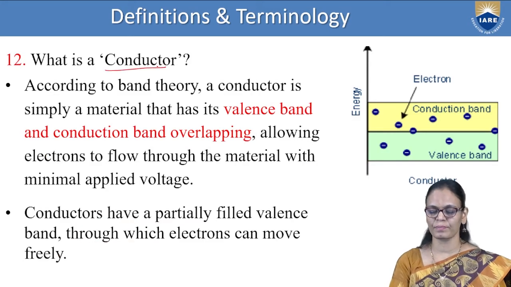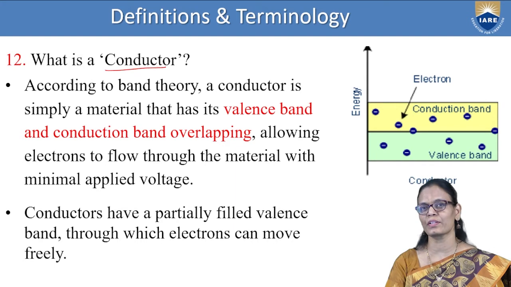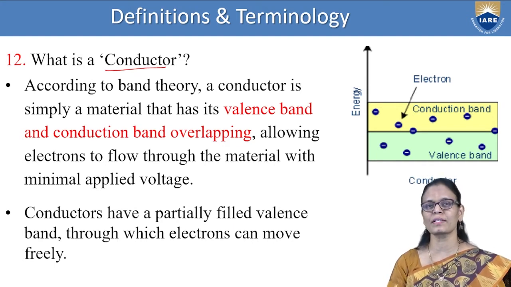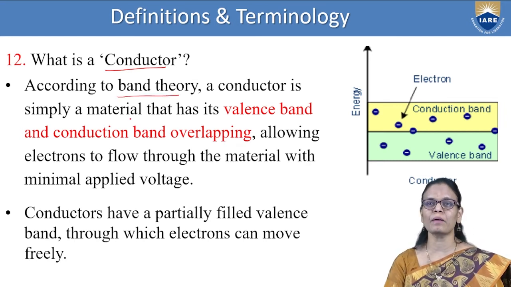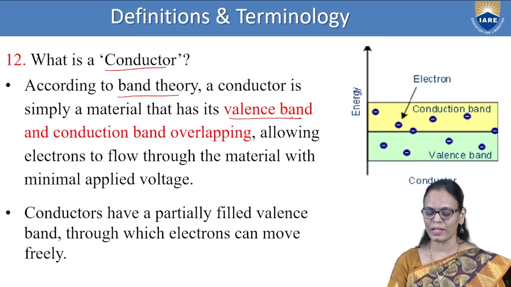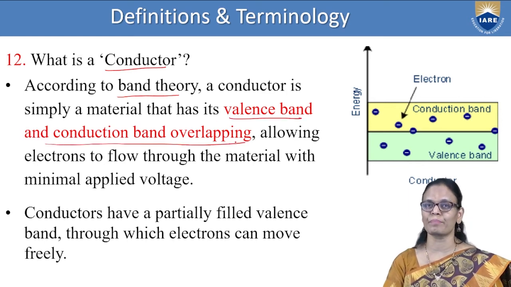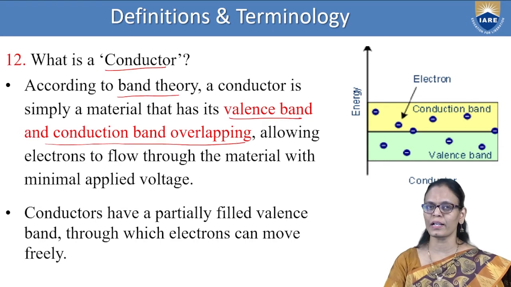Now, what is a conductor? In terms of energy gaps, we are going to define it now. If you talk about a conductor, in simple words, you can say that which allows the heat to flow through it or the current to flow through it is a conductor. But how do we explain it with the help of the energy band diagram? According to band theory, a conductor is simply a material whose valence band and conduction band overlap. So, in a conductor, the valence band and the conduction band will overlap with each other.